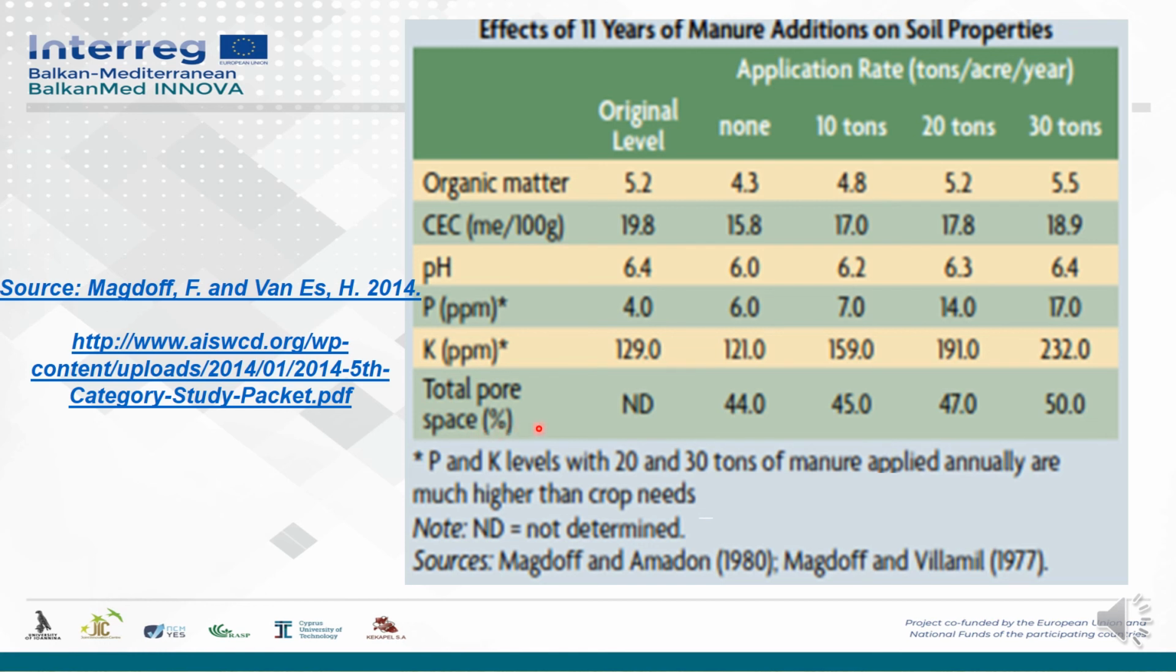About total pore space that is linked to the soil structure, here it was not determined, and here we see that in the case when we use a huge quantity, about 30 tons of manure, the total pore space is higher. This means the structure is better. It is the highest one here. However, these two doses, 20 and 30, are very near to each other for their effect on the pore space.